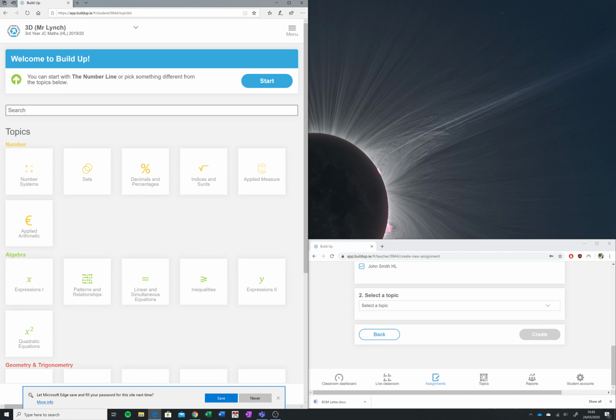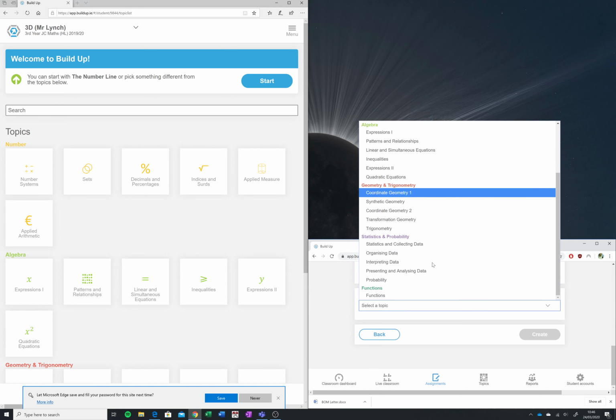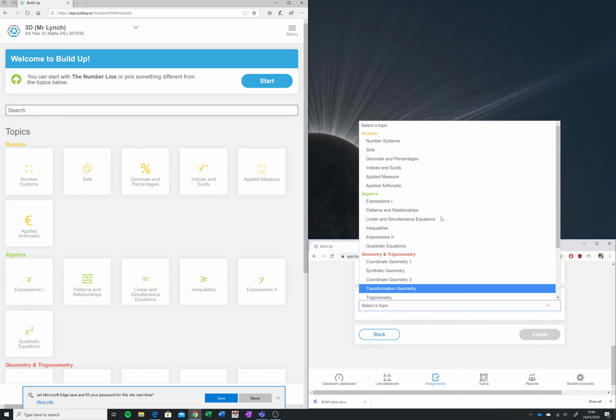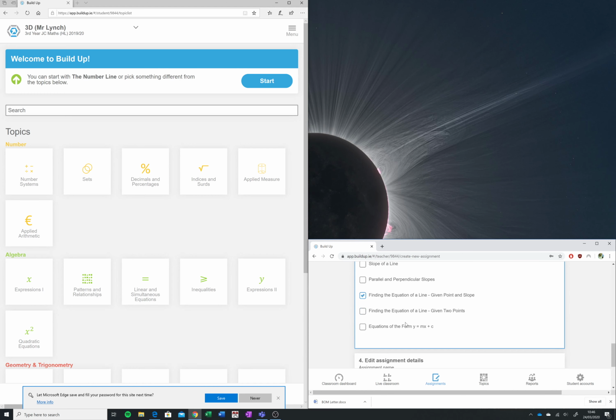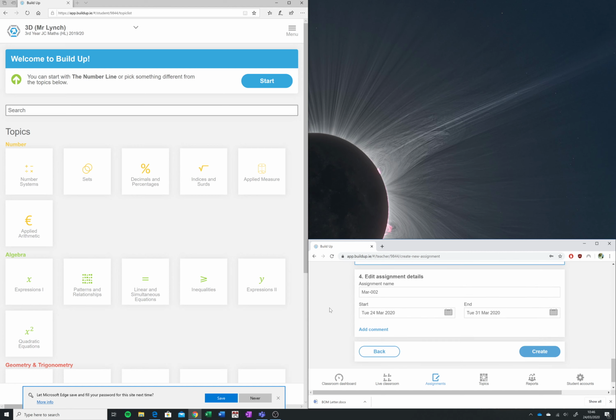Now look, on the right hand side, what I've done is I've selected this particular student. If we pick the topic, the sort of things that you were meant to be doing over the weekend was coordinate geometry, I think it was. So for instance, I picked two things: finding the equation of a line given a point and slope, and finding the equation of a line given 2 points. I'll pick both of them for the sake of it.